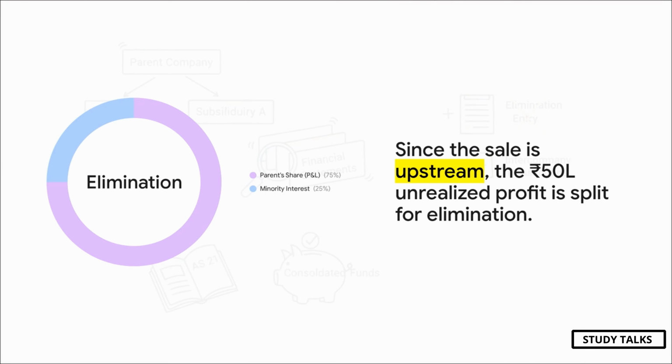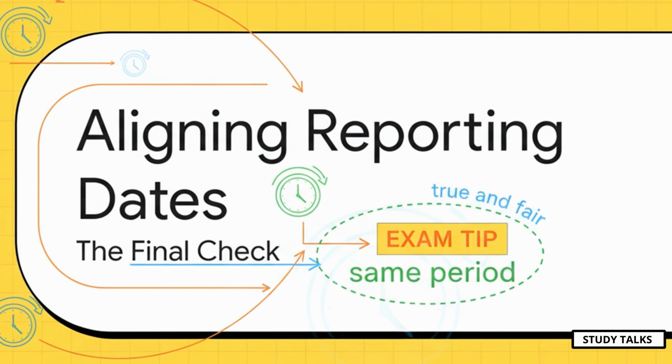So that 50 lakh profit, we can't just wipe it all from our books. Because it was an upstream sale, the subsidiary made the profit, we have to split it. Our share, 75%, which is 37.5 lakhs, comes out of the consolidated P&L. The other 25%, which is 12.5 lakhs, has to come out of the minority interest. See how that works? If it had been downstream, the whole 50 lakhs would have just hit the consolidated P&L. This distinction is crucial.